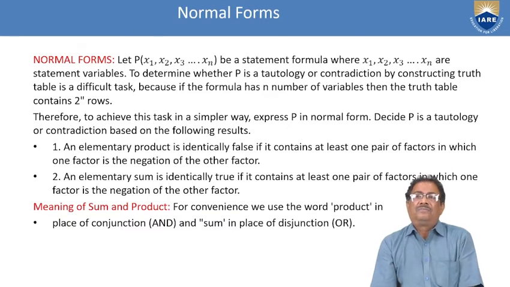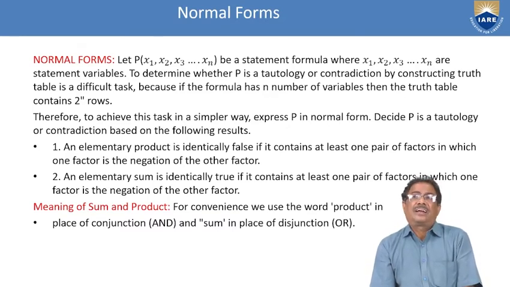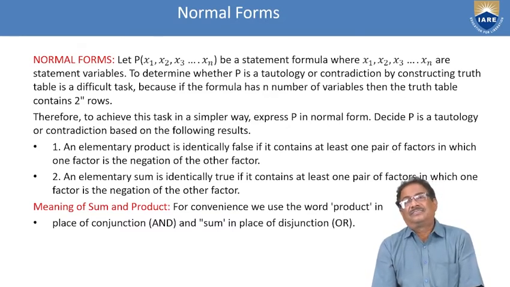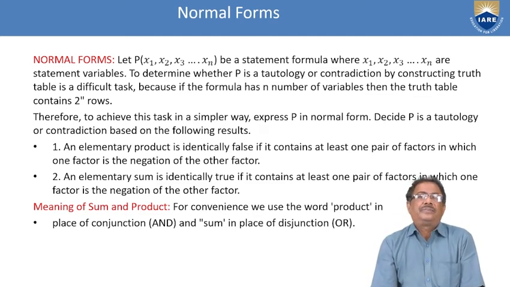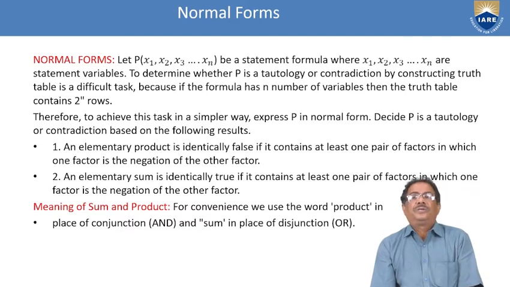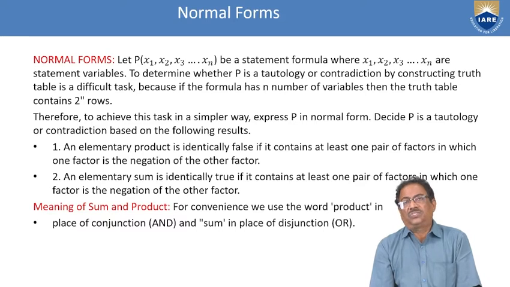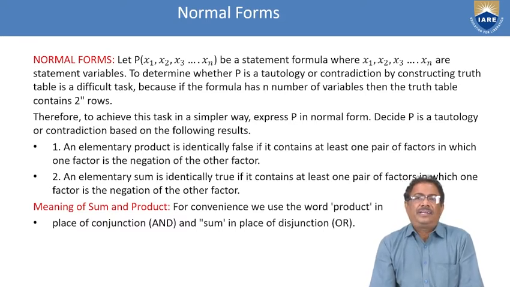To determine whether P is a tautology or contradiction by constructing a truth table is very difficult, because we are going to get 2 to the power of n combinations. So it is very tedious. For that reason, we are going to go for the normal forms, whose main intention is to decide whether the given compound proposition is a tautology or a contradiction.